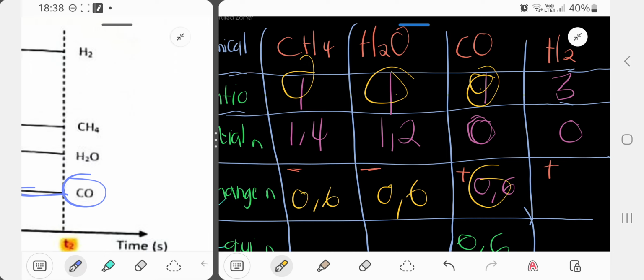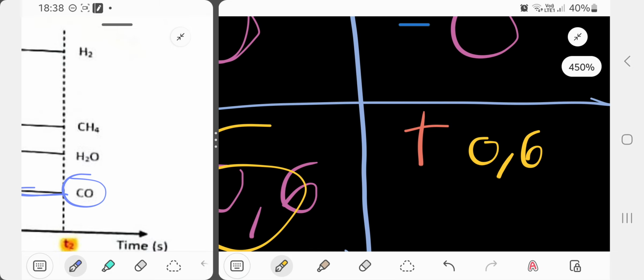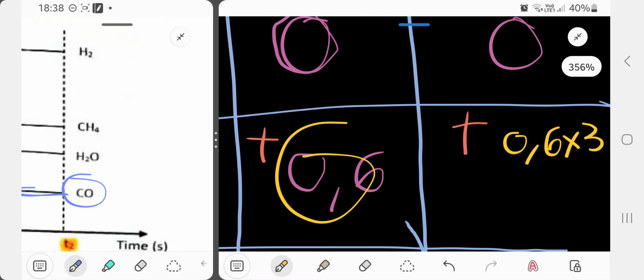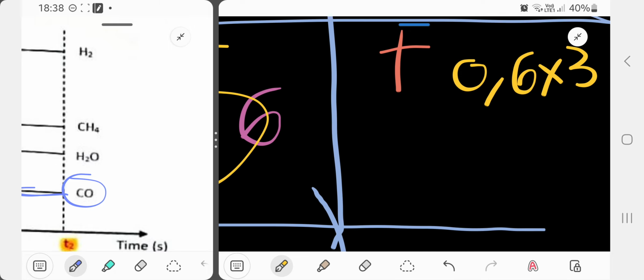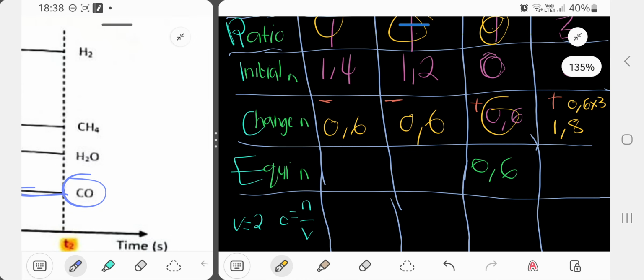Okay. But with H2, it's 1:3. So it means that we're going to have to take this 0.6 and multiply it by 3, because of the ratio. So the change in this one is going to be 3 times the change of the other. What that means, this is going to be 1.8, I believe. Okay, so that we have 1.8 there. But now that opens doors for a lot of things.